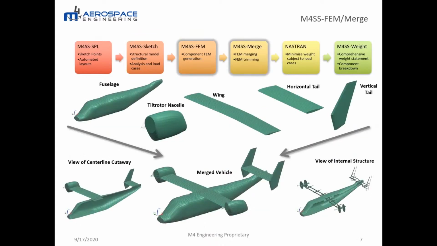So once you've done that, the next step is really we've combined these next two blocks here, what we call FIM and merge. And this is essentially where the software will take all the information that you defined in SPL and Sketch, and then go off and generate a finite element model for each of the individual components with all the details that you specified included, and then merge it into a final vehicle FIM. Kind of shown here in the bottom center is an example of our XB15 model.